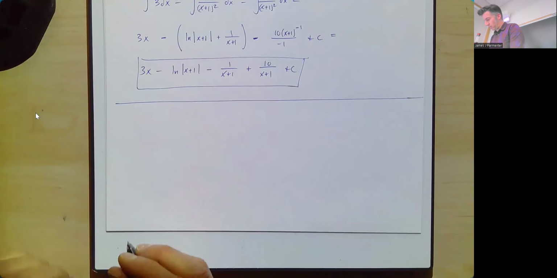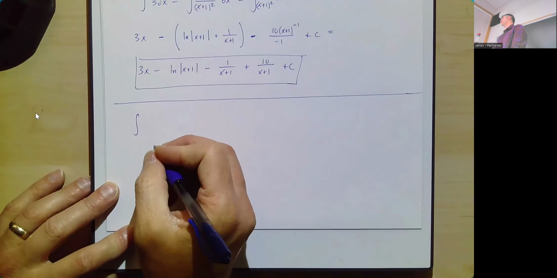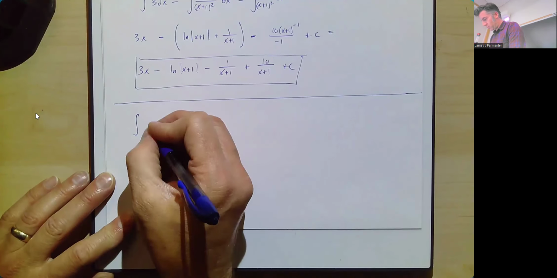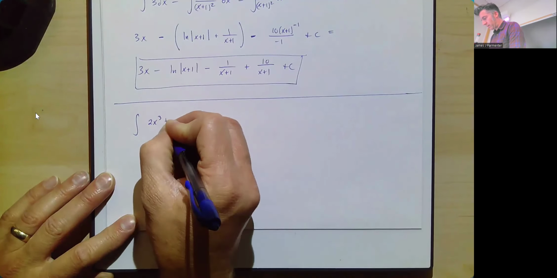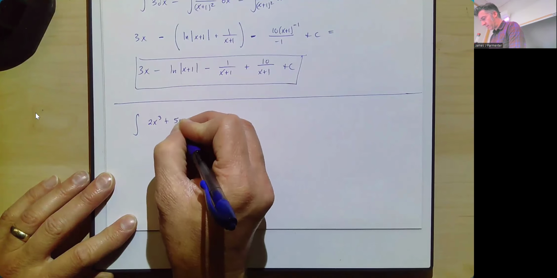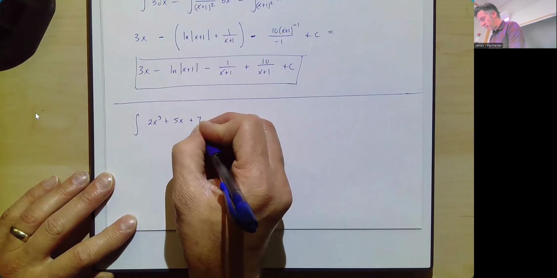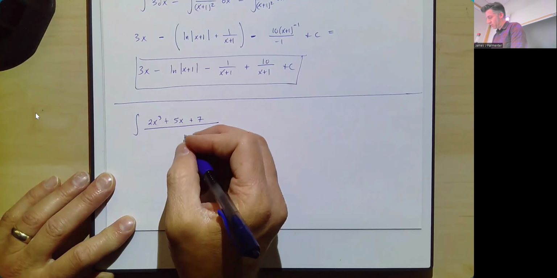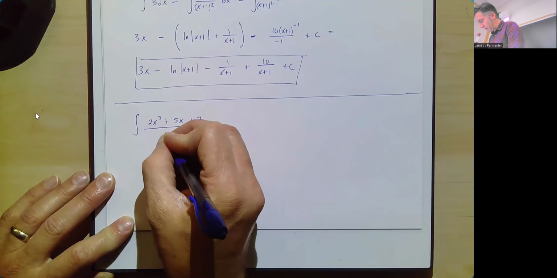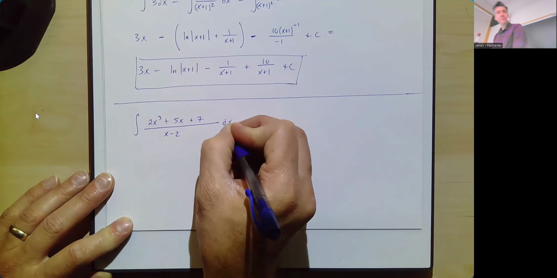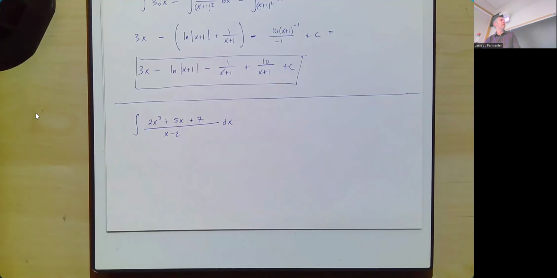You're always welcome, Nikki. Let's look at something like 2x cubed plus 5x plus 7 over, let's not get too wild here, let's say x minus 2. So here's a situation where we definitely want to use polynomial long division.